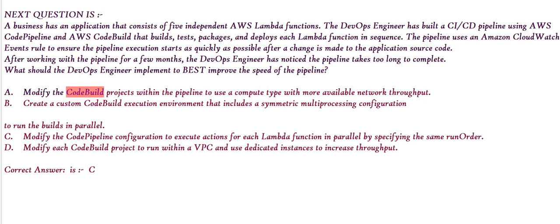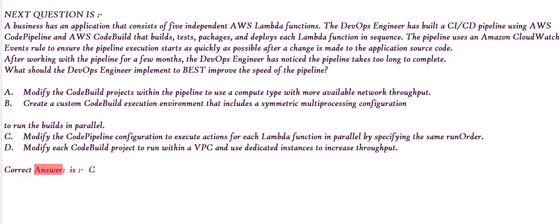A. Modify the CodeBuild projects within the pipeline to use a compute type with more available network throughput. B. Create a custom CodeBuild execution environment that includes a symmetric multi-processing configuration to run the builds in parallel. C. Modify the CodePipeline configuration to execute actions for each Lambda function in parallel by specifying the same runOrder. D. Modify each CodeBuild project to run within a VPC and use dedicated instances to increase throughput.